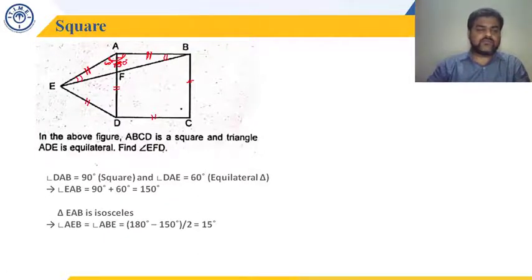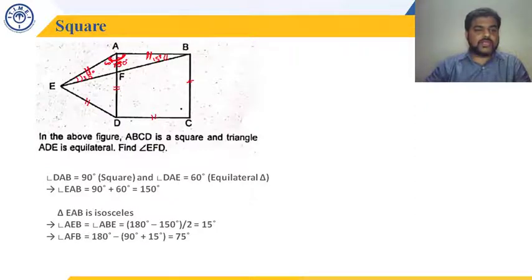So angle AEB will be equal to angle ABE, which I just showed you in the figure. That will be equal to 180 minus 150, because in this triangle AEB, the sum of all the three angles must be 180 degrees, out of which here the angle is 150 degrees. So the sum of the other two angles must be 180 minus 150, and since these two angles are equal, you have to divide the difference by 2. So these angles must be 15 degrees. So this is also 15 degrees, and this is also 15 degrees. Okay. Fine.